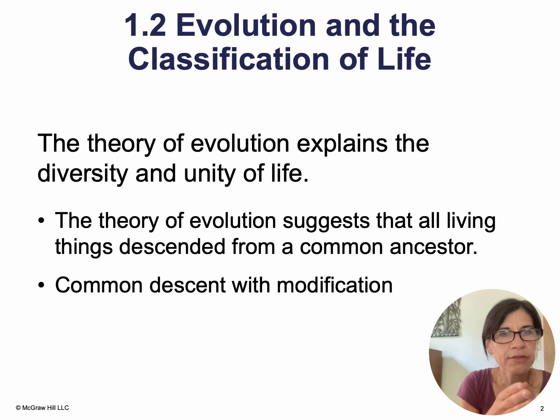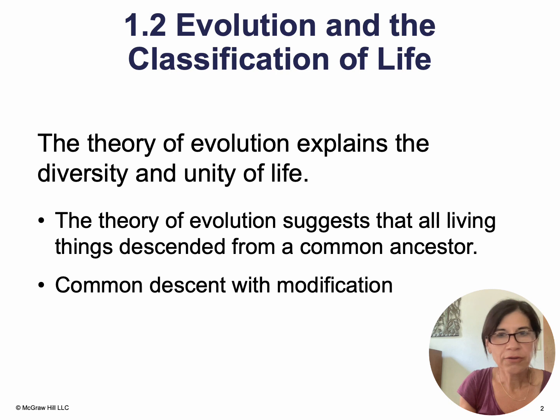So here I have the theory of evolution explains the diversity and unity of life. The theory of evolution suggests that all living things came from a common ancestor, that first cell. But then that first cell started to evolve over time. And some cells that originated from that common ancestor started to change. And those differences allowed them to conquer new areas on Earth. And that's where the modifications arose. So common descent with modifications.